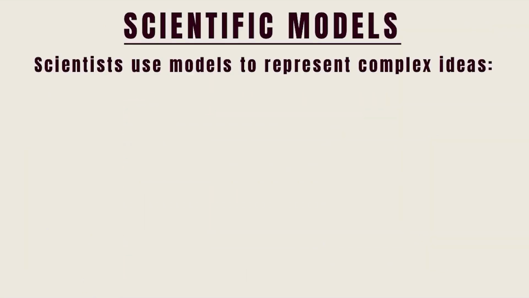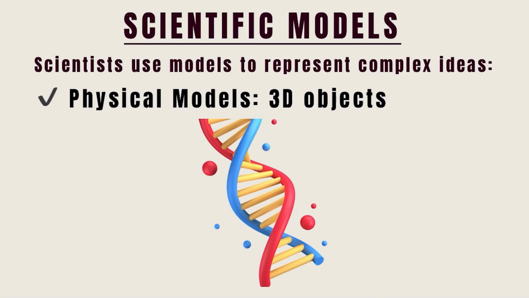Scientific models help us understand things too big, too small, or too complex to see. So scientists develop models to help represent complex ideas. We have different types of models. The first type of model we have here is the physical model, which includes 3D objects.